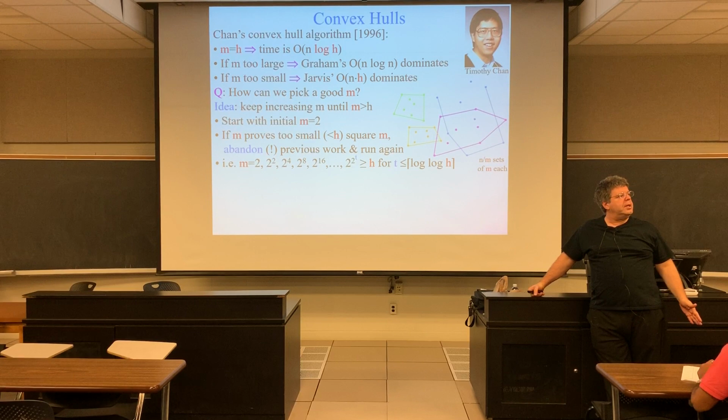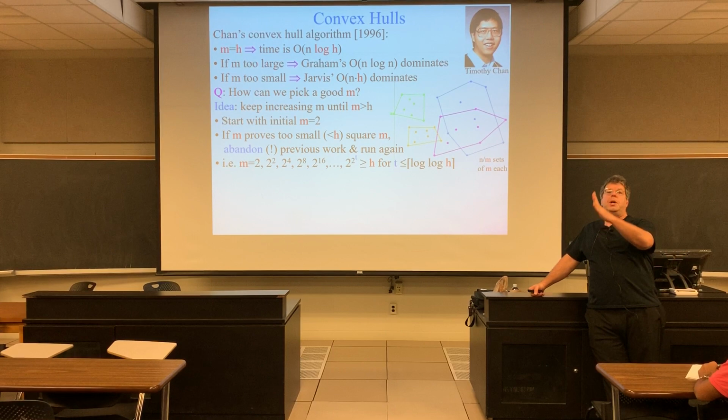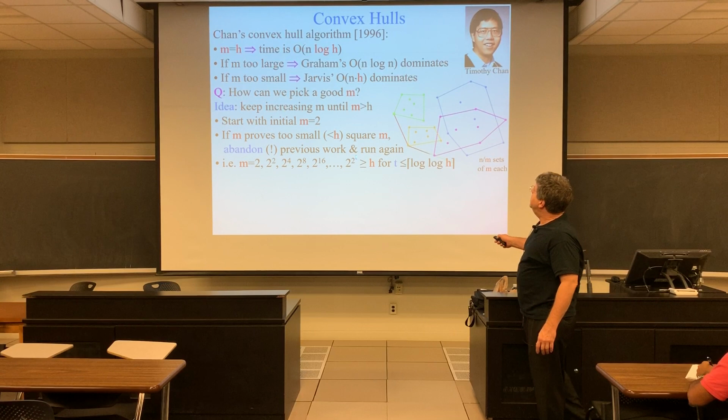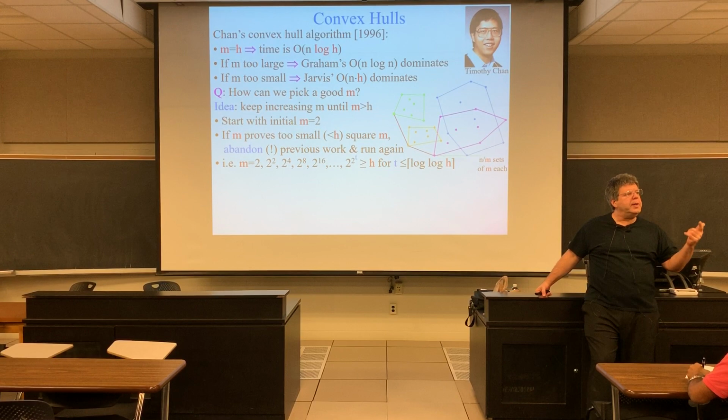And so when Jarvis's march computes h of the convex hull edges, it would stop because it would reach the end. There's no need to do any more work. And let's call this parameter t, because we keep squaring it. We're not doubling it. We're doing worse than doubling. We're squaring it at every point.